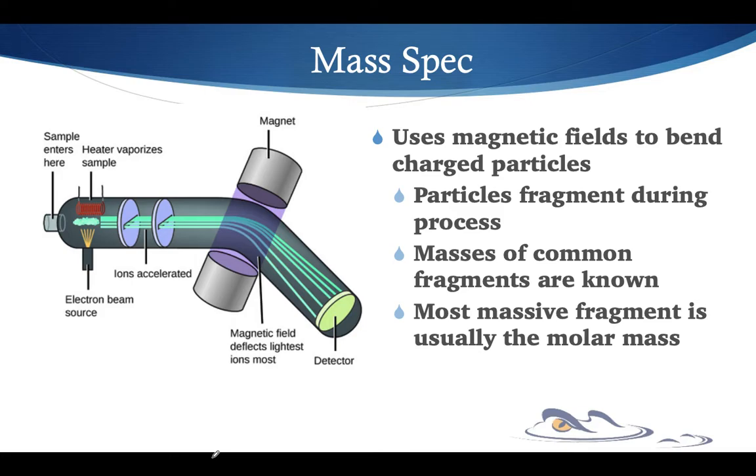The big thing, though, is the most massive fragment, the largest fragment itself. That fragment is the molar mass, right? The entire molecule put all together, and you will see one peak, the heaviest peak, is going to be the molar mass of that particle itself. I think maybe it's the most useful piece of information in a mass spec.